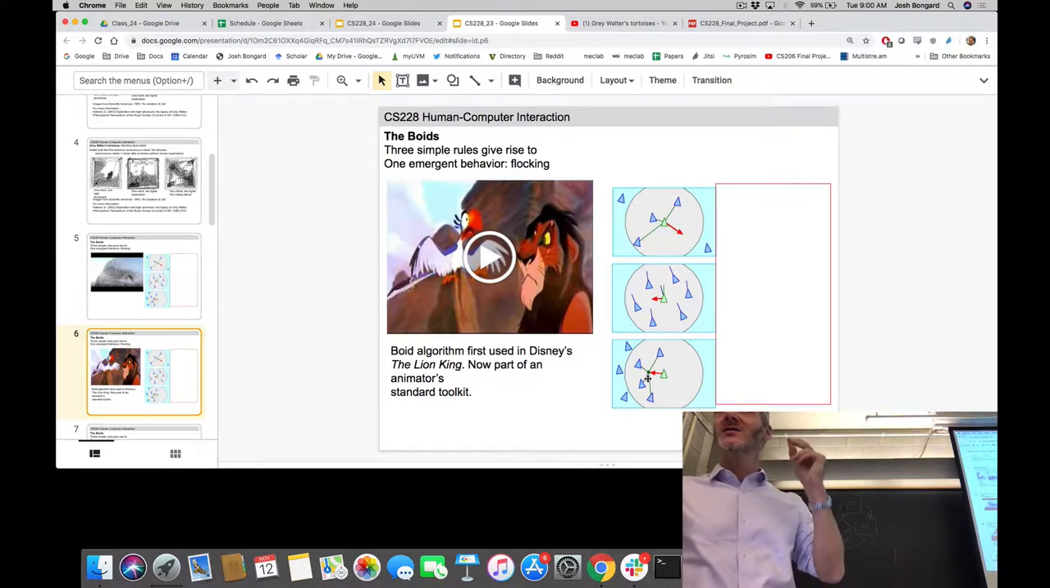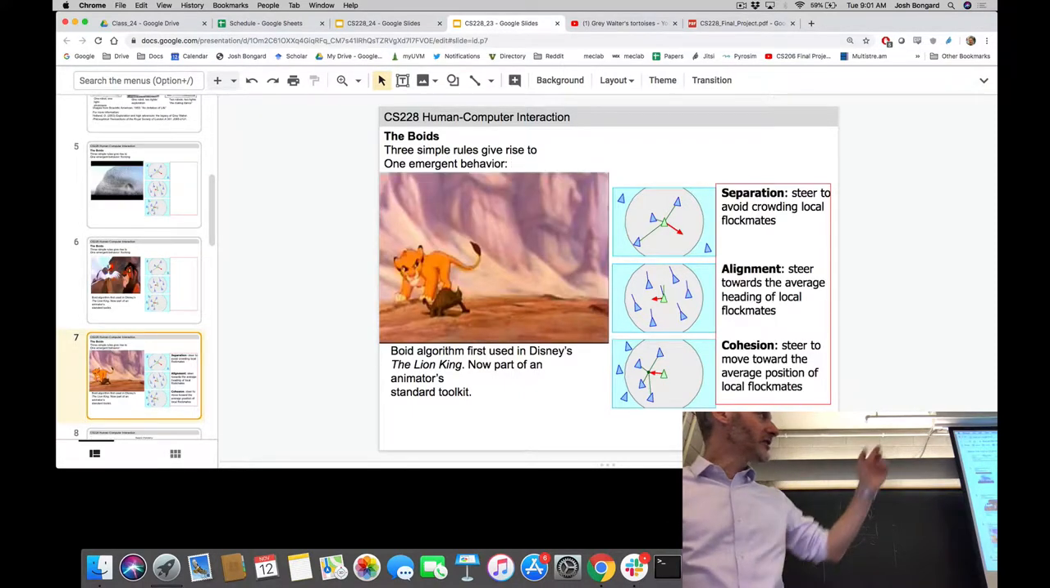So at every time step of the Boyd algorithm, each Boyd is running these three algorithms, and each of these three algorithms outputs a change of heading. The Boyd sums up those three changes of heading and sets its new heading to that average. Right? That's all the Boyd does. And every Boyd in the swarm is running exactly the same algorithm. So you can think of these as separation, alignment, and cohesion.